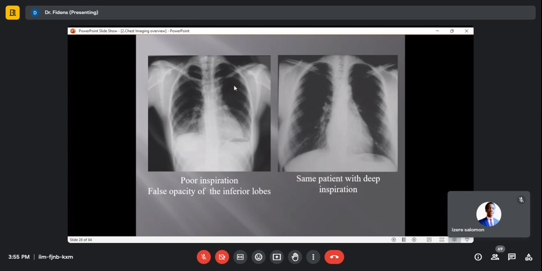This can also cause a problem because of overexposure. If there is an opacity here, if there is no opacity here, you cannot see it. So meaning these films are overexposed but with good penetration. Okay? Yeah.